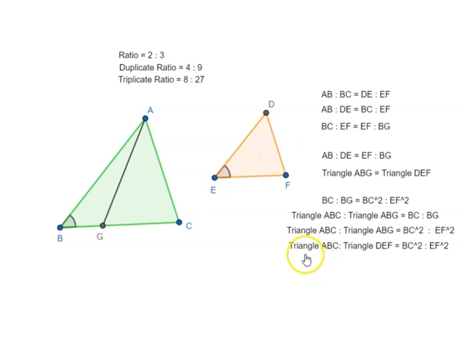So that means triangle ABC is to triangle DEF is equal to BC square is to EF square. Triangle ABC is to triangle DEF is equal to BC square is to EF square. That means we have shown similar triangles are to one another in the duplicate ratio of the corresponding sides BC, EF, and that was proposition 19 of book 6 of Euclid's Elements.